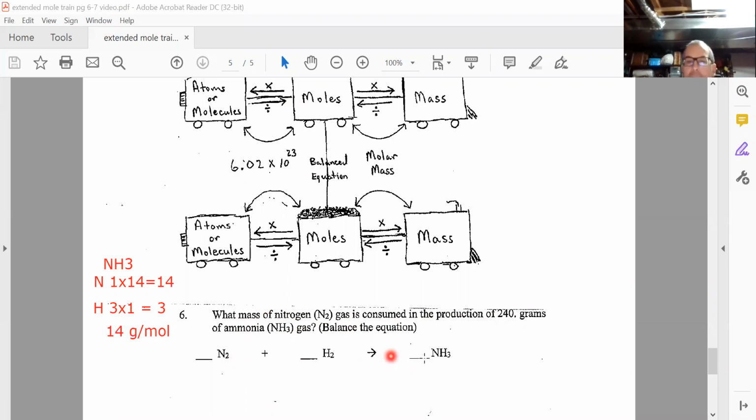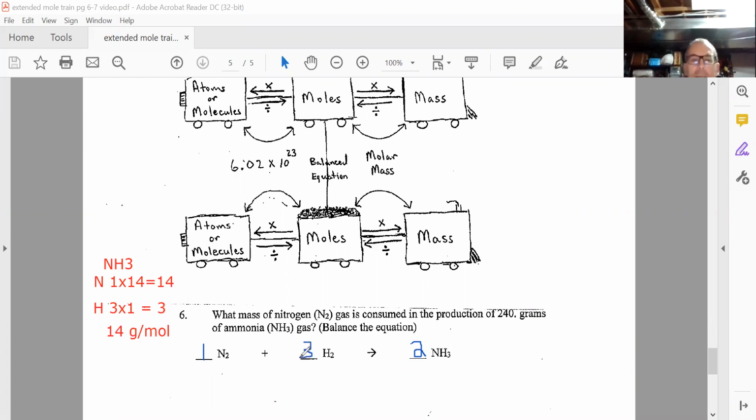I got two nitrogens. So my guess is that I'm going to have to put a 2 right here to balance that out, assuming this is a 1. Okay, that gives me 6 hydrogens. So what times 2 equals 6? That's going to be a 3.